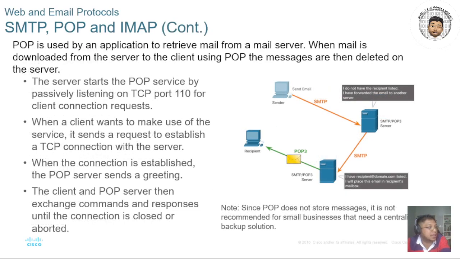So when the recipient wants to access, the server will start the POP3 service by passively listening to TCP port 110 for client connection requests. Okay, when a client wants to make use of the service, it will send a request to the server. The connection will be established. The client can exchange commands and responses until the connection is closed or aborted.